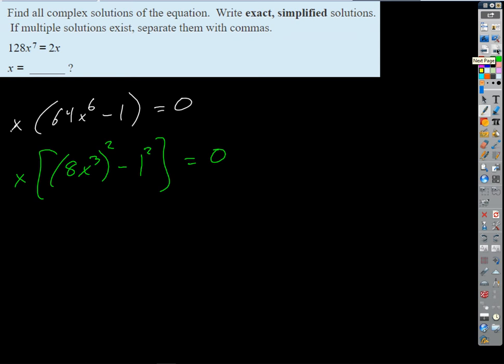If we think of this as being a difference of squares instead of a difference of cubes, see what happens. So if this is a difference of squares, that pattern's really simple. A squared minus b squared just factors into what? A plus b times a minus b, yeah.